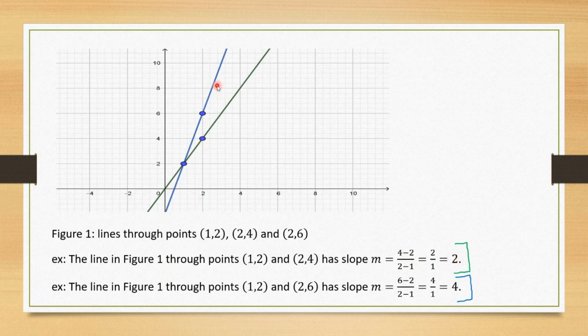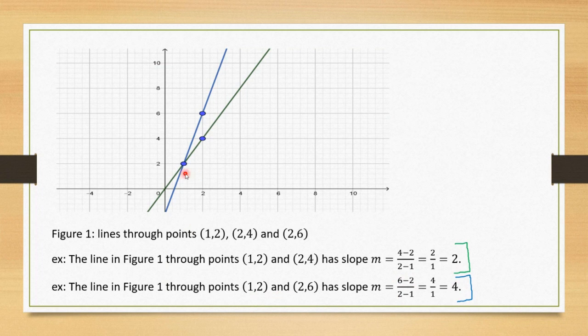And for the other line, the blue line, it's similar, except instead of 2, 4, we have 2, 6. So we have 6 minus 2 over 2 minus 1. And that's what's happening here. 6 and this 2, they're from the same points. Coordinates of the same point. 2 and 1, they're also from the same point. So we have this. And from here we get 4, as you can see.